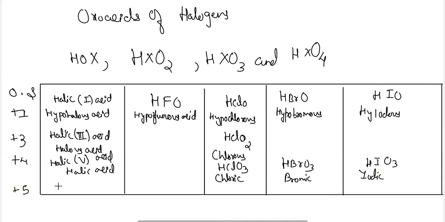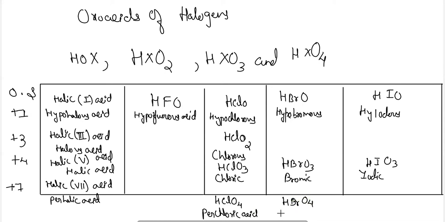Last is the plus 7 oxidation state, where the acids formed are perhalic acids. So HClO4, perchloric acid; HBrO4, perbromic acid; HIO4, periodic acid. So these are the different kinds of oxo acids formed from the halogens.